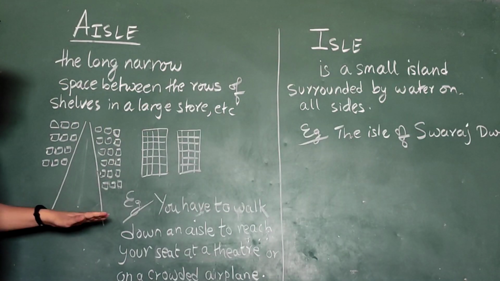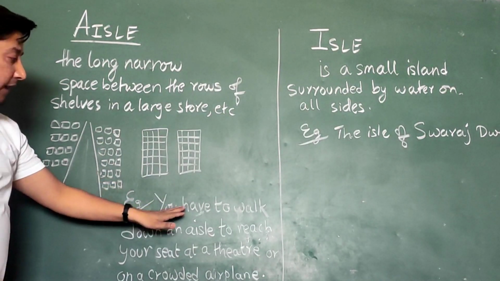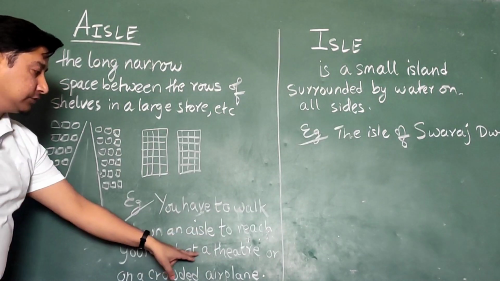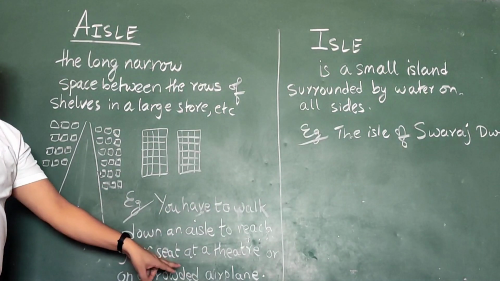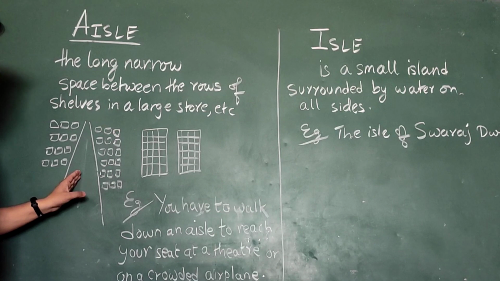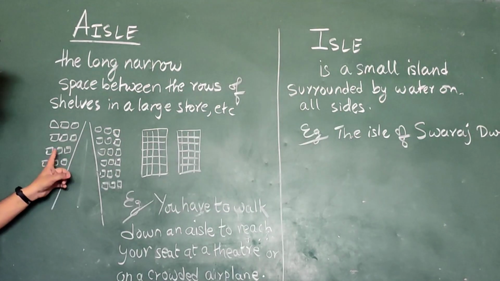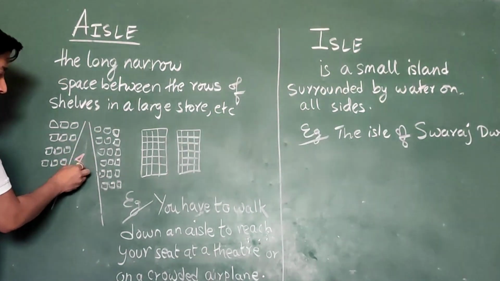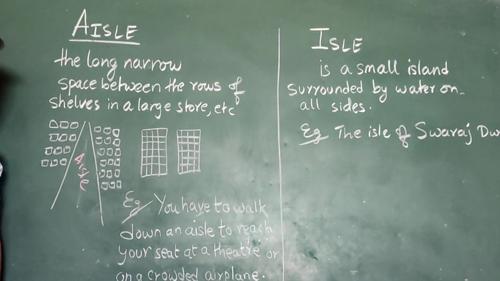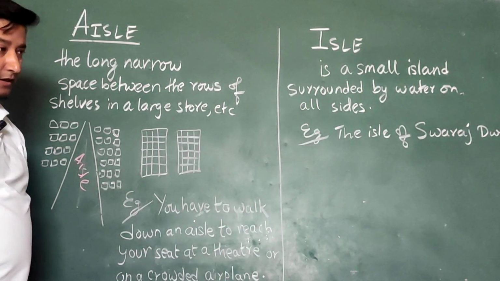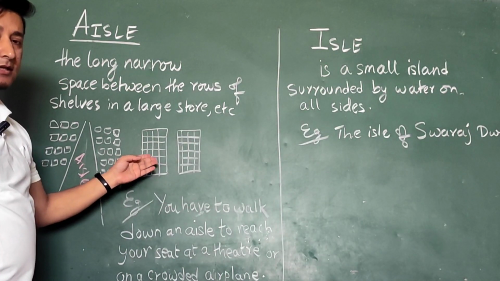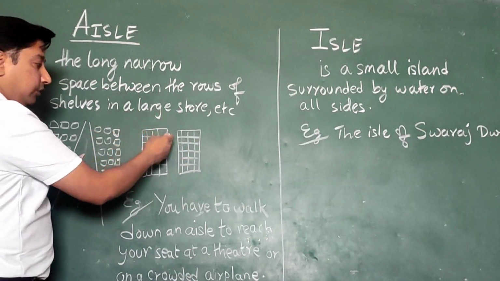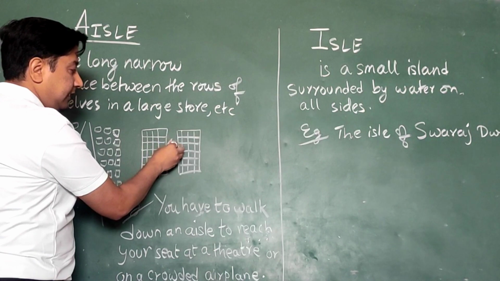And you can see an example here I've drawn. You have to walk down an aisle to reach your seat in a theater or on a crowded airplane. So you can see here, this is an airplane and on both sides you have the seats, and this narrow passage is called the aisle. As well as you can see an aisle in a theater as well. For example, I made a diagram. Both sides are the seats, and when you have to walk to your seats, you need to walk through an aisle. So this is also an aisle.